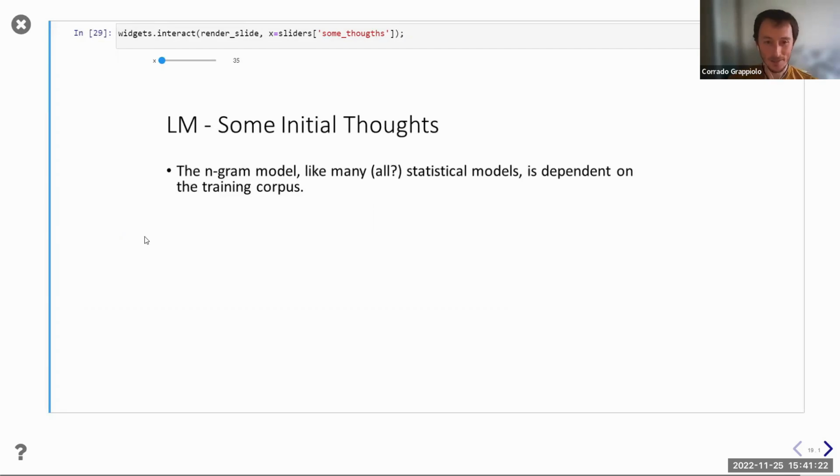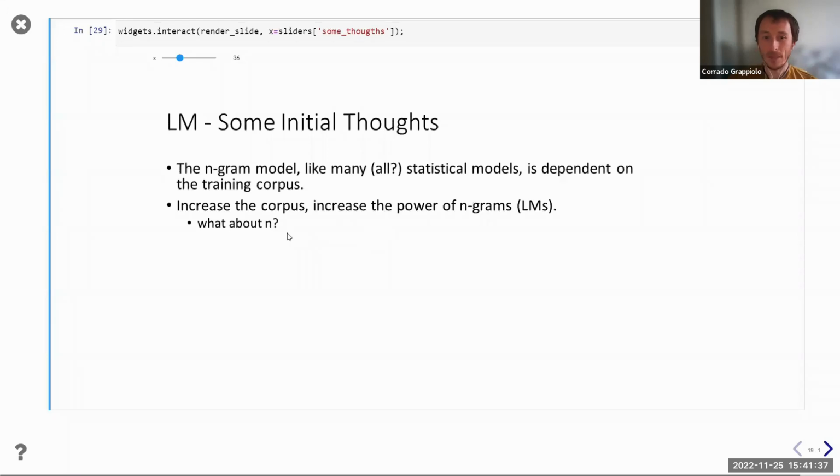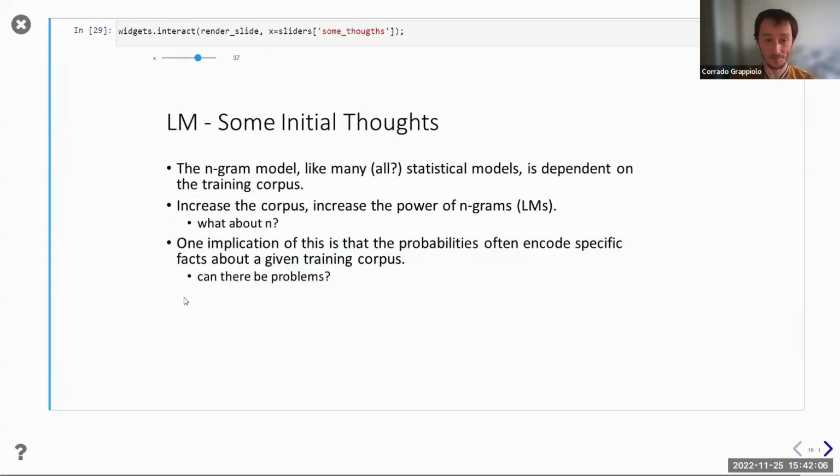So, some initial thoughts. As you have seen, n-gram models, like maybe all statistical models, are dependent on the training corpus. That means the training corpus is very important. Of course, the richer the corpus is, so the bigger it is, the more recipes in that case, the more powerful n-grams will be. If the corpus gets bigger and bigger, we might have the chance to increase n, to increase the context, because we reduce the sparsity problems of n-gram models, or possibly of language models.